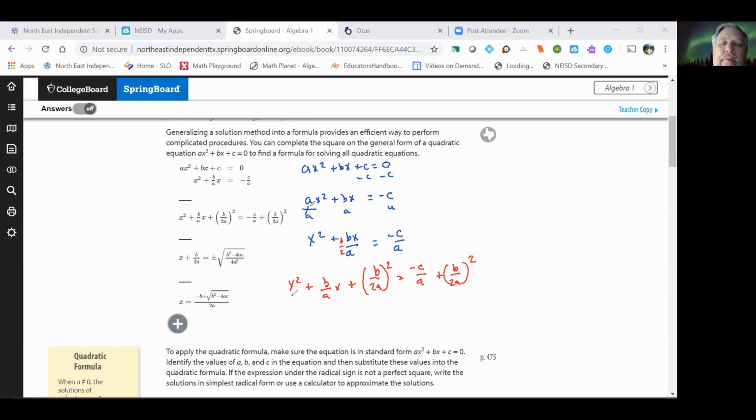Now on this side, I have a perfect square trinomial, so I can just go ahead and write the binomial squared. So that's going to be x plus b over 2a, all that, squared. And on this side, I'm just going to reorder these, but at the same time, I'm going to square this second term. So b squared is on the top. 2 squared is 4. a squared would be a squared, so it's 4a squared. And then I'm going to do minus c over a.